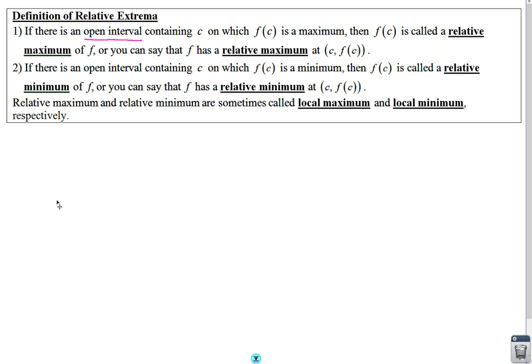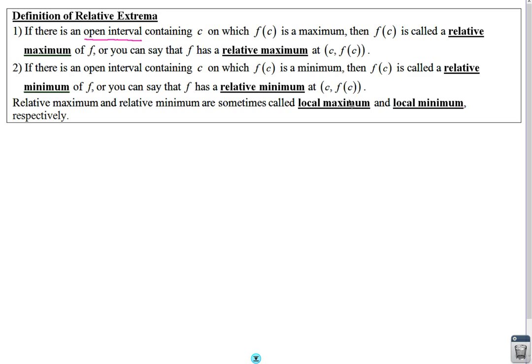you wouldn't specify that f has a relative minimum of blah. We just don't say that. Instead, we just talk about where it's located. So we talk about it's located at C, f of C. Also, relative maximum minimum are sometimes called local maximum minimum instead of global, like we had for our absolute extrema.